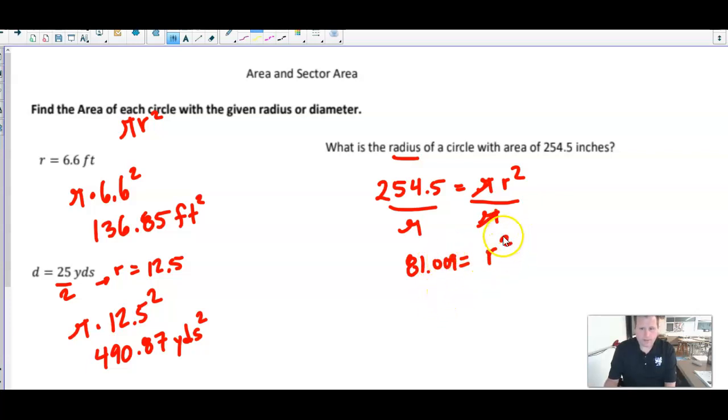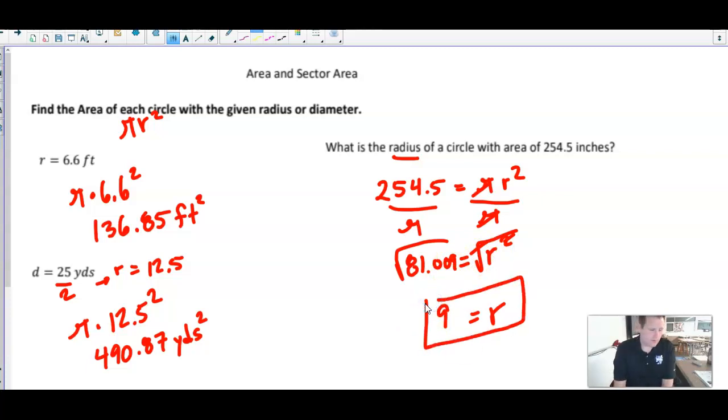And then to get rid of the square, I have to take the square root, because that gets rid of that. So that'll give me r, and so I'm just going to take the square root of this 81.00 value. And so I get, if I just round, a radius of 9. It's like 9.000 whatever. So that would be how you'd work backwards for that. Okay, and now let's get into the idea of sector area.